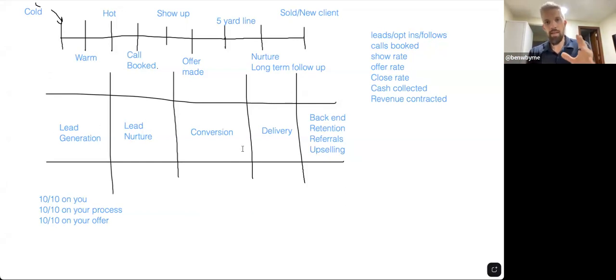But guys, I just really wanted to illustrate that a lot of people don't understand that there's a piece between lead generation and sales. And nailing the lead nurture piece is what's going to actually scale your sales up a lot more.